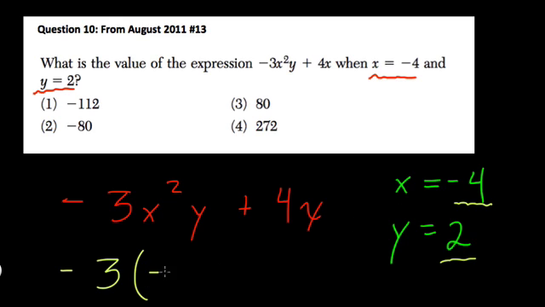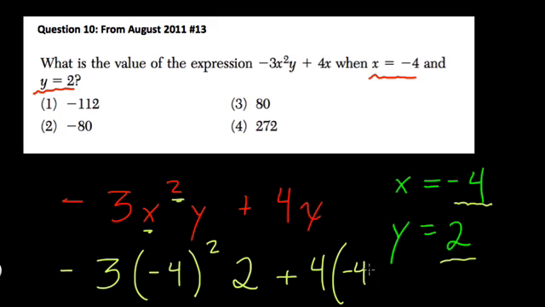Well, negative 4 is being squared, right? And just the negative 4 there, that's the exponent right next to that variable. And then that is being multiplied by y, and y is equal to 2. So now we have that expression, or term, and then it's 4 times x, or negative 4.